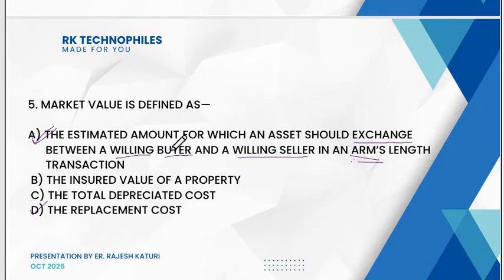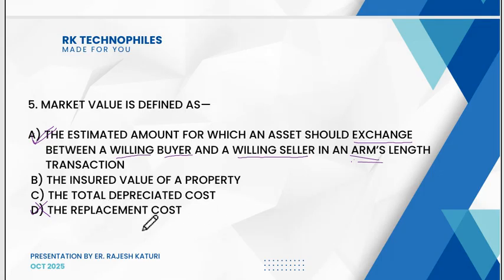So the fifth one, market value is defined as, sorry, I already marked it actually. The estimated amount for which an asset should exchange between a willing buyer and a willing seller in an arm's length transaction. This is option A. Option B is insured value of the property. Option C is total depreciated cost. Option D is replacement cost. The correct answer will be A. Okay.